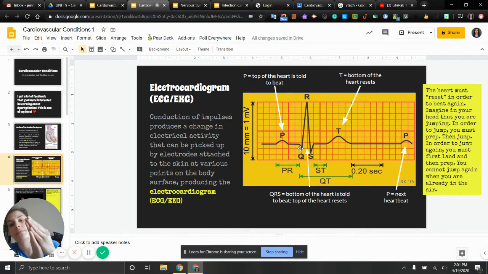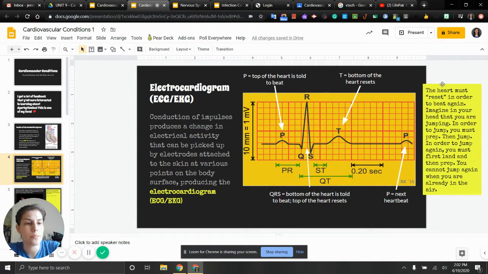So it's going to go through the AV node, the bundle of His, the bundle branches, Purkinje fibers. So it's got to travel quite a ways. So this bump is a lot bigger. So the QRS signals that the bottom of the heart is being told to beat. Okay. What is also happening within this QRS is that the top of the heart is resetting.